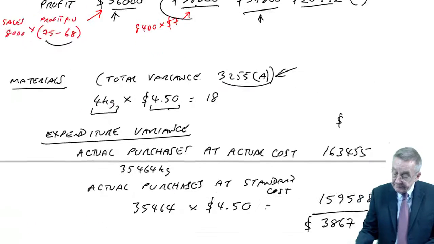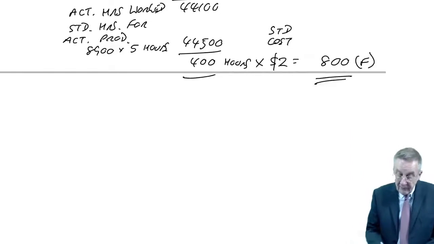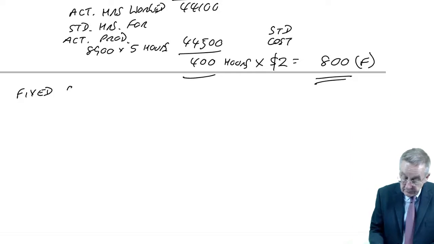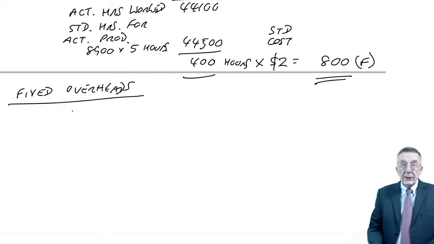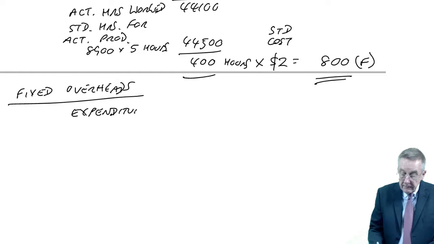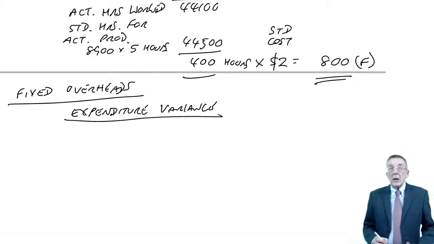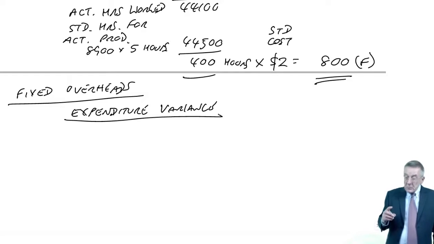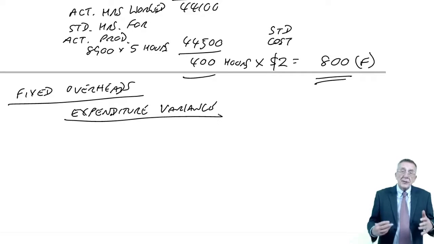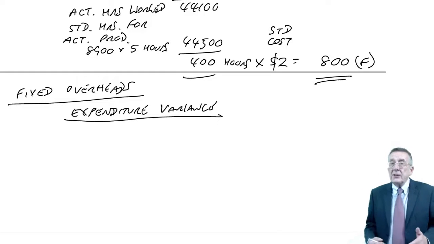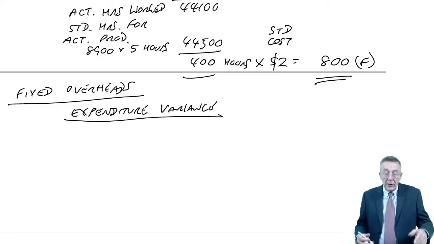And so watch what we do. Fixed overheads. We're going to look at two variances, and the first one I think is very obvious and is very logical, the expenditure variance. As I've just repeated and said several times, fixed overhead should have stayed fixed. And so we need to check, did we spend more or less than we should have done?